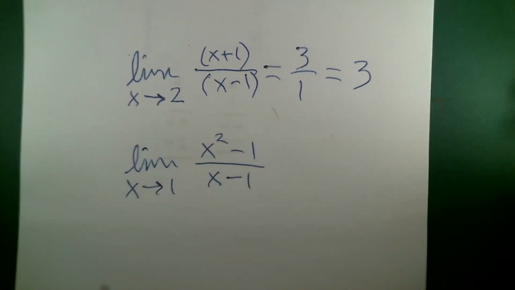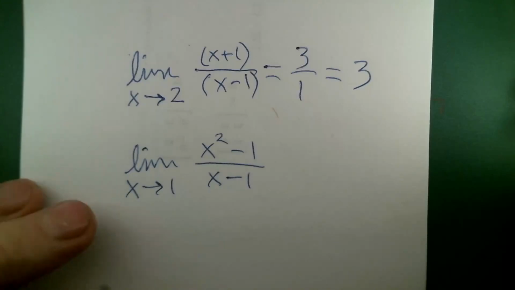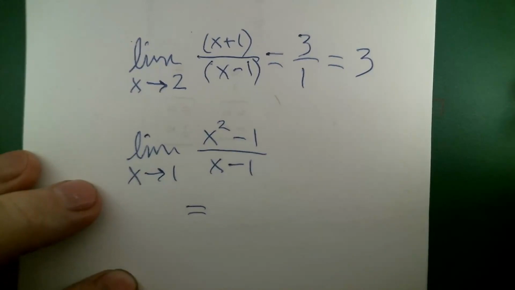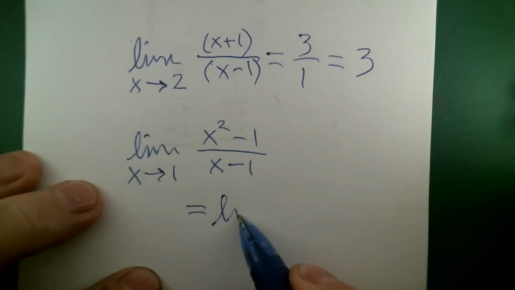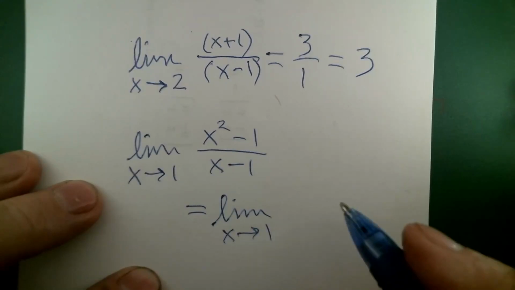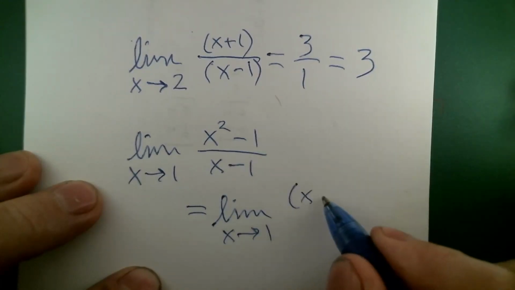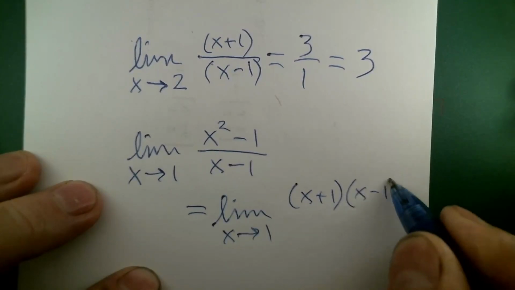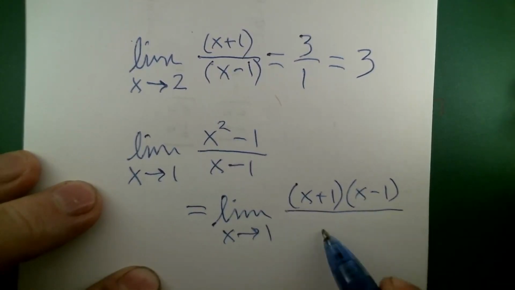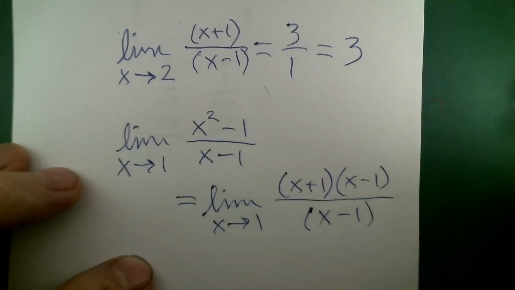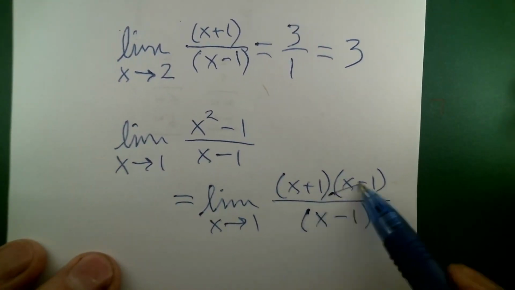Here they didn't do the factorization for us, but you probably noticed that the numerator there does factor. So we end up with the same limit, x going to 1. The numerator factored is x plus 1 times x minus 1. And then we have the x minus 1 term that's down in the bottom before. And those two x minus 1s can be canceled.